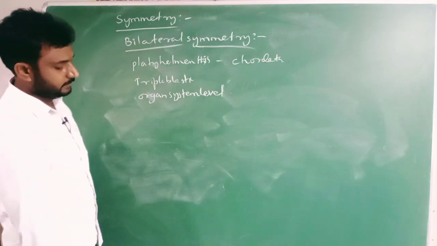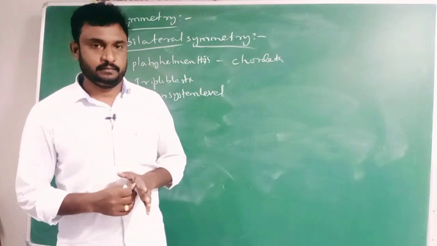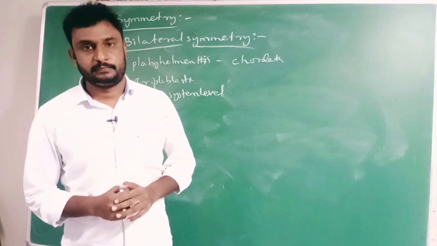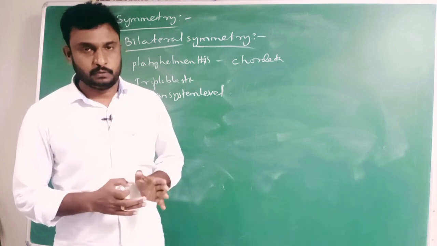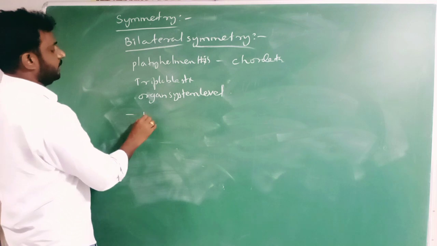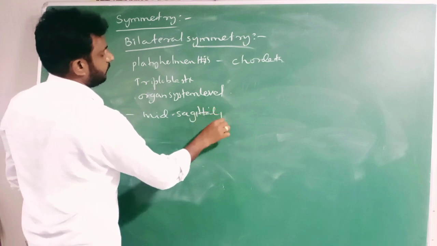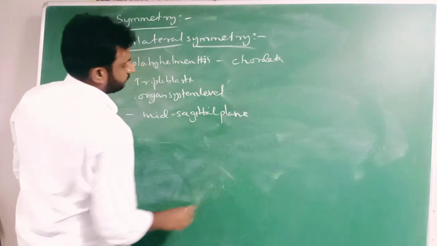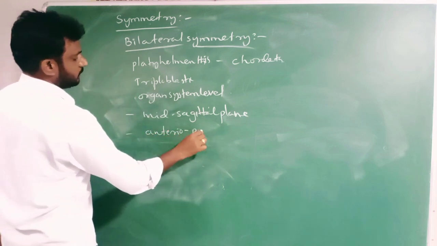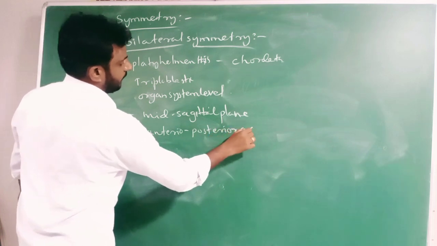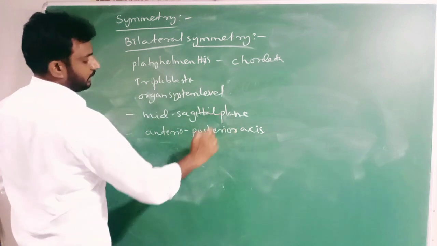What is the meaning of bilateral symmetry? The body can be cut into two identical halves through only one plane, which is passing through the central axis. The plane name is mid-sagittal plane, and the axis name is anterior-posterior axis.